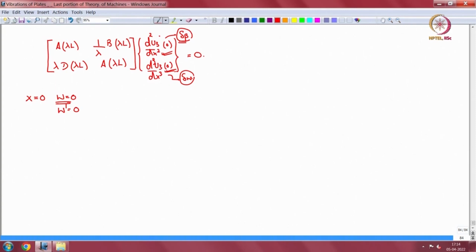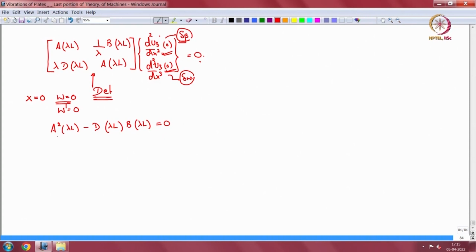So now for non-trivial values of these two terms, the only way the right side can be 0 is if the determinant of this goes to 0. Determinant of this matrix goes to 0. Okay. So the determinant looks like what? Determinant now looks like A square of lambda L minus D of lambda L B of lambda L, that is equal to 0. Okay.